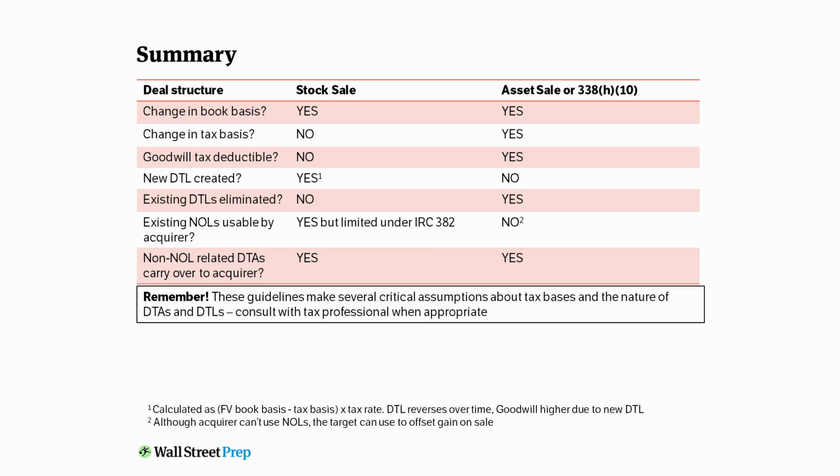Switching to DTAs, deferred tax assets, what happens to NOLs? Are they usable in a stock sale by the acquirer? Yes, but they're limited under that IRC Section 382 annual limitation that we just talked about. And in an asset sale, they are not usable by the acquirer. Of course, they are usable by the target. Non-NOL related DTAs carry over to the acquirer. That's generally the case in both stock sales and asset sales.